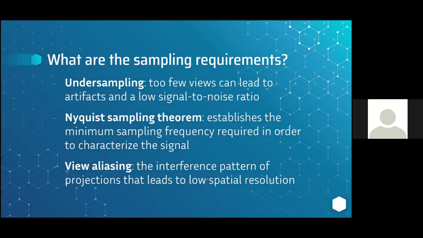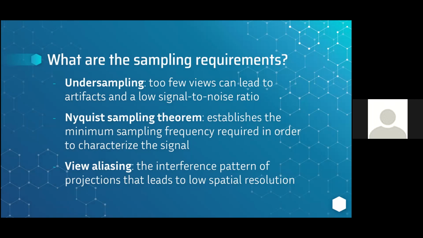Many CT images have artifacts and radial streaks, which is due to undersampling in the theta direction. As you increase the number of views, you approach adequate sampling as defined by the Nyquist sampling theorem and a better signal-to-noise ratio, which results in a more realistic image of the object.